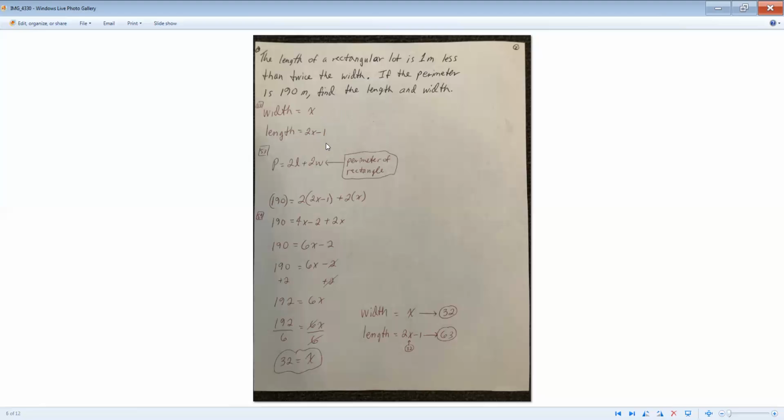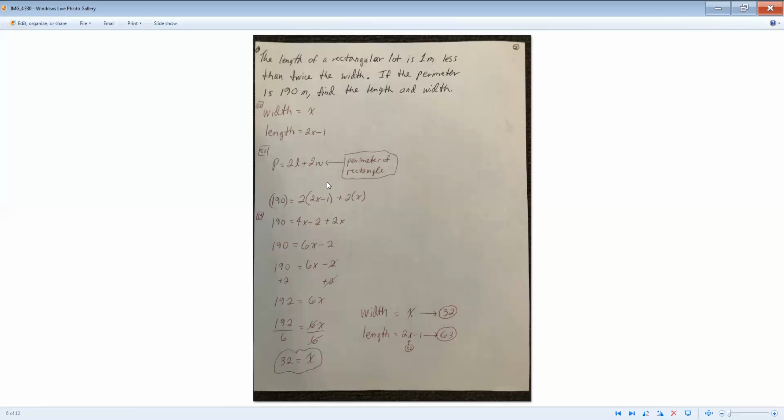So that's 2x minus 1. So the width is going to be x, the length is going to be 2x minus 1. Then we use this formula of P equal to 2L plus 2W, perimeter of the rectangular lot. The perimeter, it says 190. Then we do 2 times L, which is 2x minus 1, plus 2 times W, which is x.